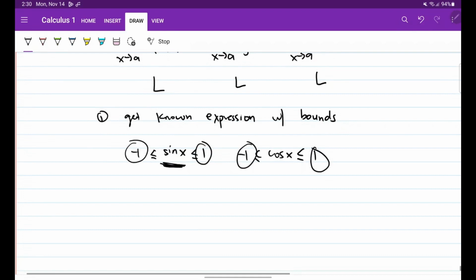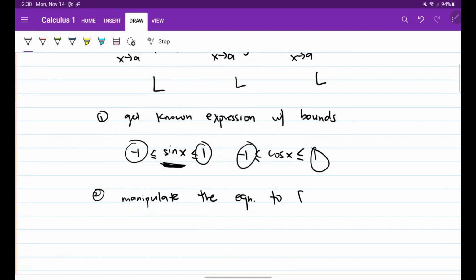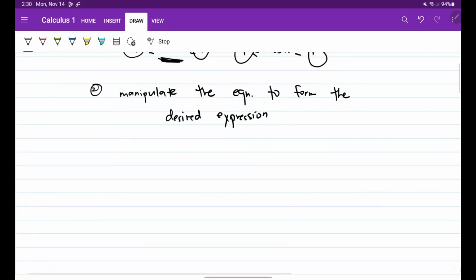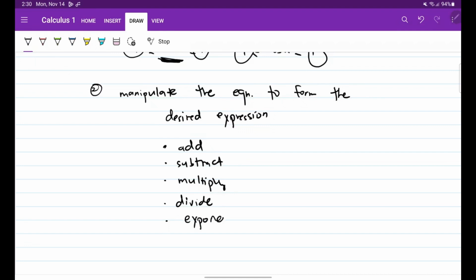Okay? Second step is to manipulate the equation to form the desired expression. So, what do we mean by that, no? So, what we can do is to add, to subtract, multiply, divide, pwede rin natin exponents. So, ginagawa lang natin to get the desired expression.